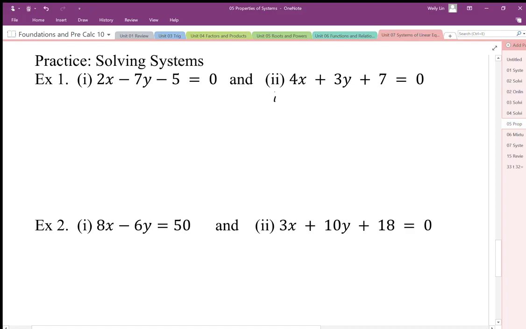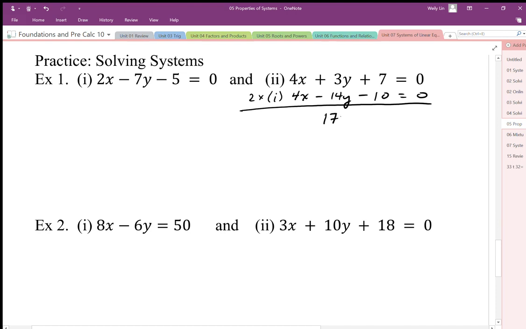So I'm going to take equation 1 and multiply that by 2, and we end up with 4x minus 14y minus 10 equals 0. So we're going to subtract equation 1 from equation 2, and so the 4x's cancel out.